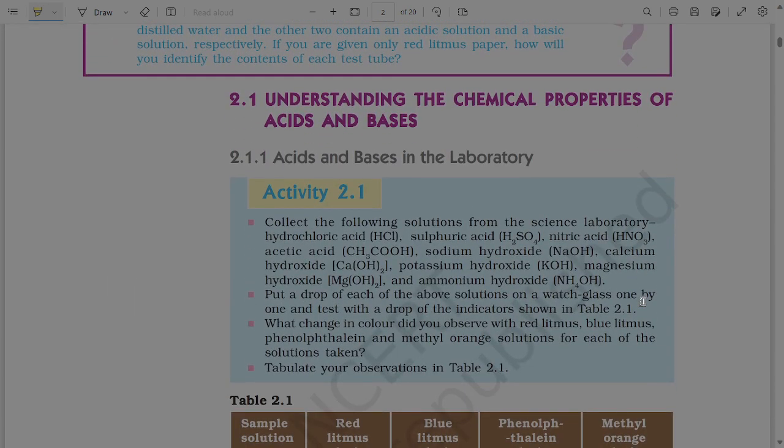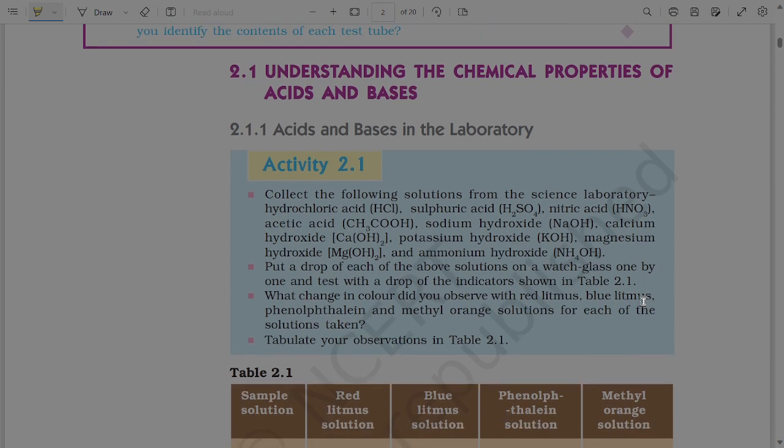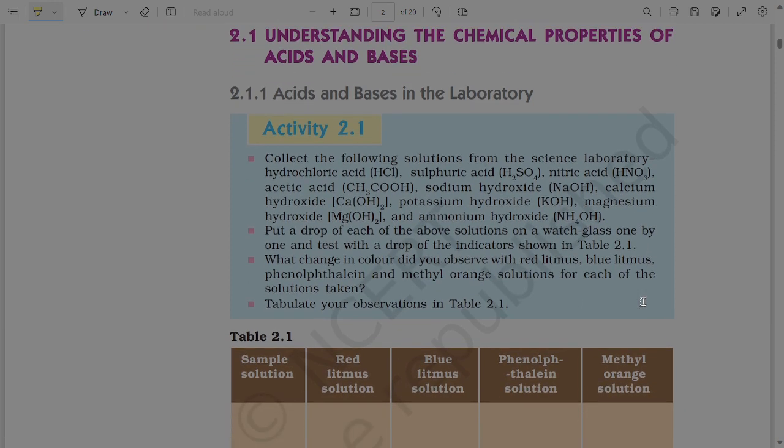Understanding the chemical properties of acids and bases. Referring to Activity 2.1, collect the following solutions from the science laboratory: hydrochloric acid, sulfuric acid, nitric acid, acetic acid, sodium hydroxide, calcium hydroxide, potassium hydroxide, magnesium hydroxide, and ammonium hydroxide. These acids and bases and their formulas written here are important for your board exam. So please refer to that.